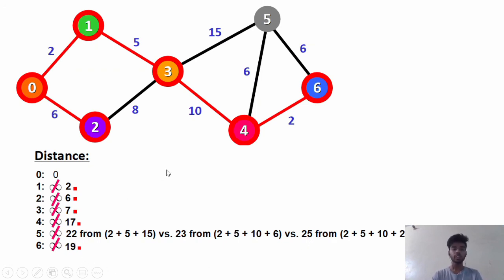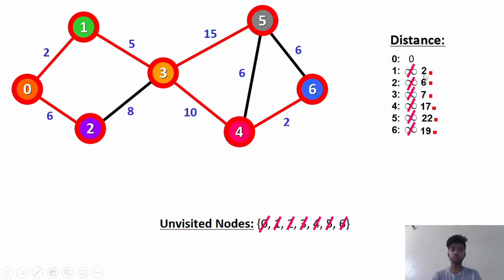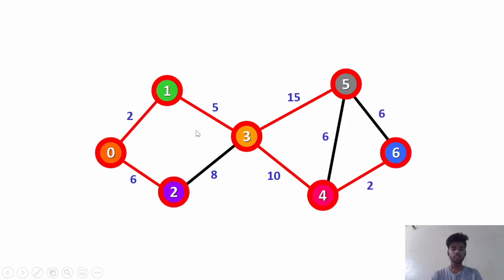So we will select 22 as the distance, and we have got the shortest path to all the other nodes from the source node, that is 0. So in this way Dijkstra's algorithm works.